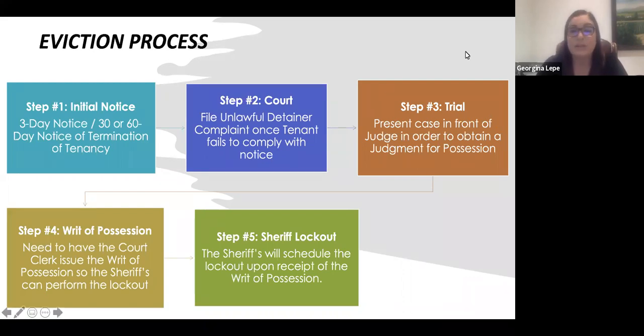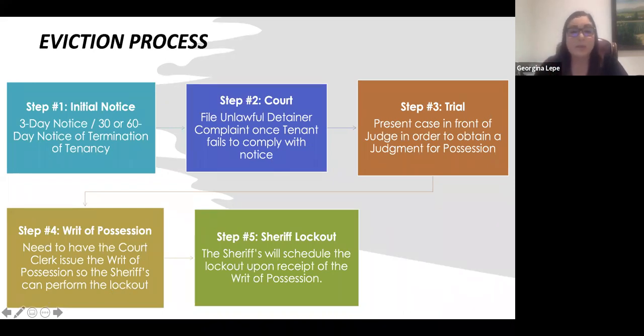After the trial, that does not mean that the property owner can take off and go to the actual property and evict the tenant. No, all this means is that the property owner was successful at trial and that they can proceed with a sheriff lockout. So once we have that judgment, we move on to step number 4.